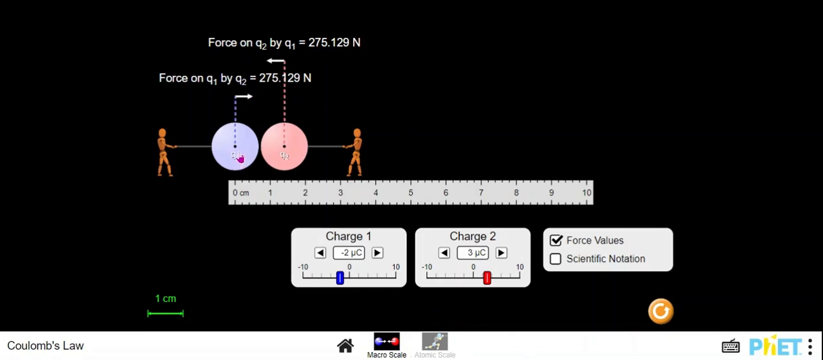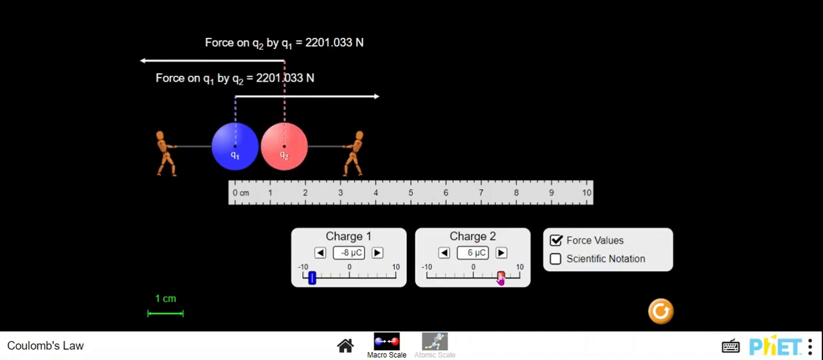I'm going to increase the magnitude of the charges. So let's see if there's any difference on these arrows. I'm going to increase this, watch the arrows. See? What did you observe? I'm still increasing it. What do you actually think this arrow stands for?